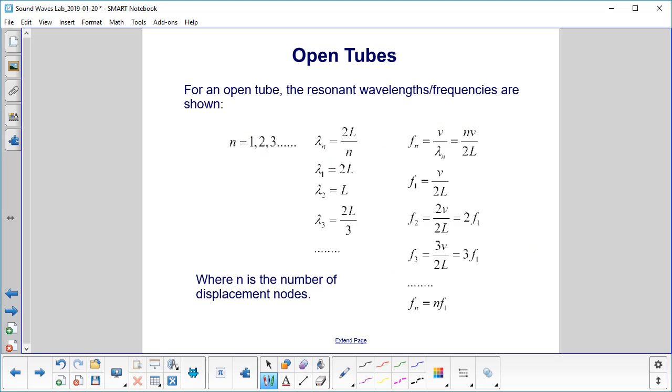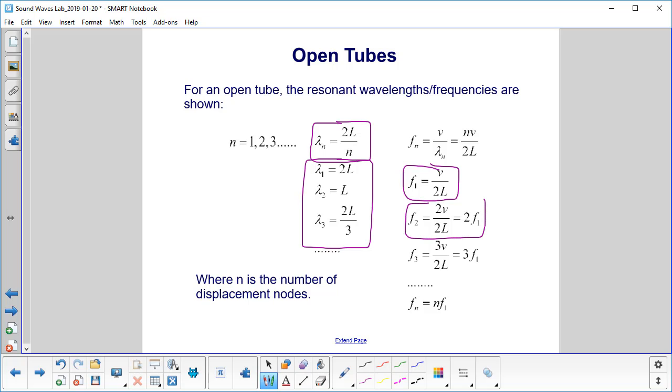These are the resonant wavelengths and frequencies for an open tube. We showed these three on a previous slide, and we have lambda n, where n is the number of the resonant frequency, equals 2L, the length of the open tube, divided by n. Our first frequency, the fundamental frequency, is V over 2L. Then the second resonant frequency will be twice that, and the third resonant frequency is 3 times the fundamental frequency.